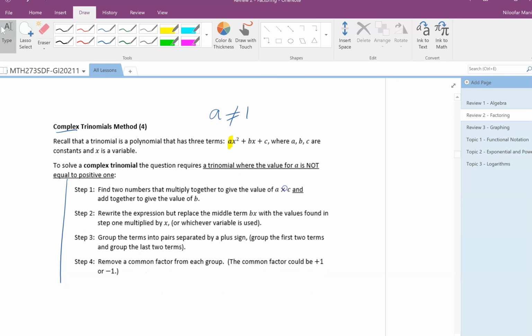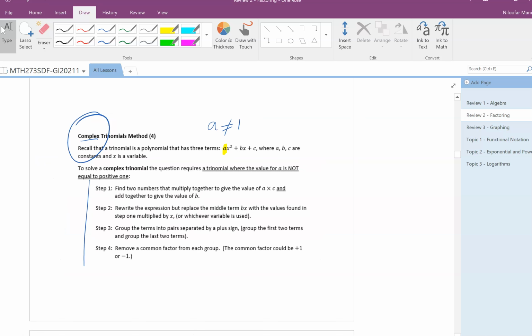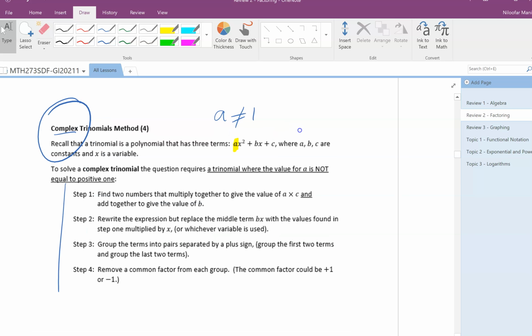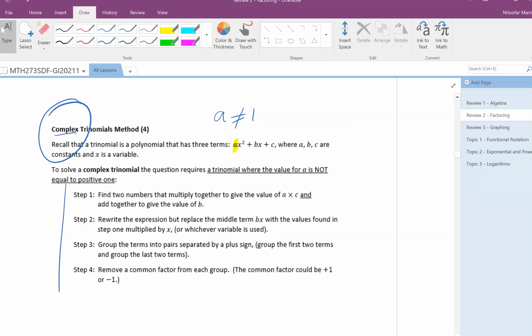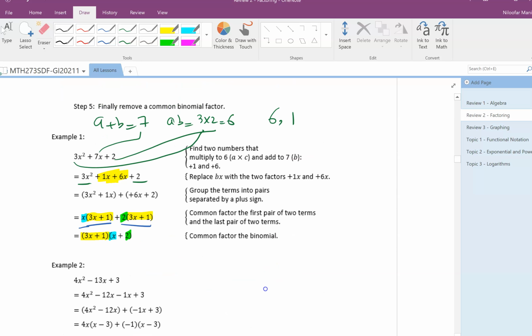So how about if a is not 1? I don't like to say it's complex. I just want to say it needs more work. So I show you on one example.